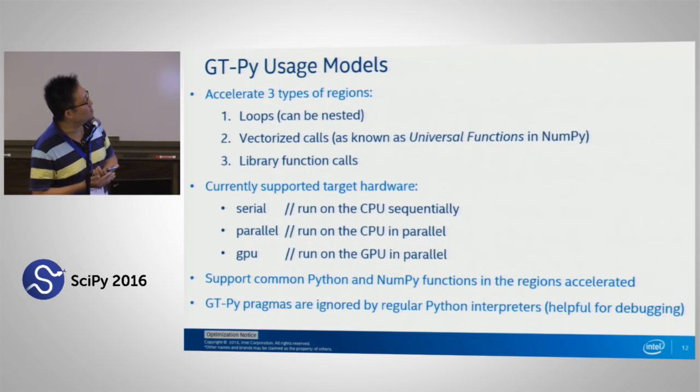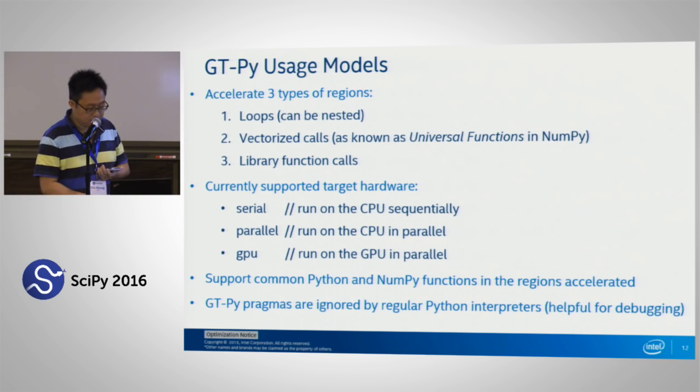And then you can specify which hardware target platform you want to run on. Currently, you can run on the CPU sequentially, or in parallel on the CPU, or in parallel on the GPU. We support common Python and NumPy functions in the regions that you accelerate. And because GTPy pragmas are actually comments, they can be ignored by regular Python interpreters. That is pretty helpful when developing a program, because for a non-GTPy compiler the pragma is just ignored and your program should still run correctly. Then you run it with GTPy and get an optimized run.